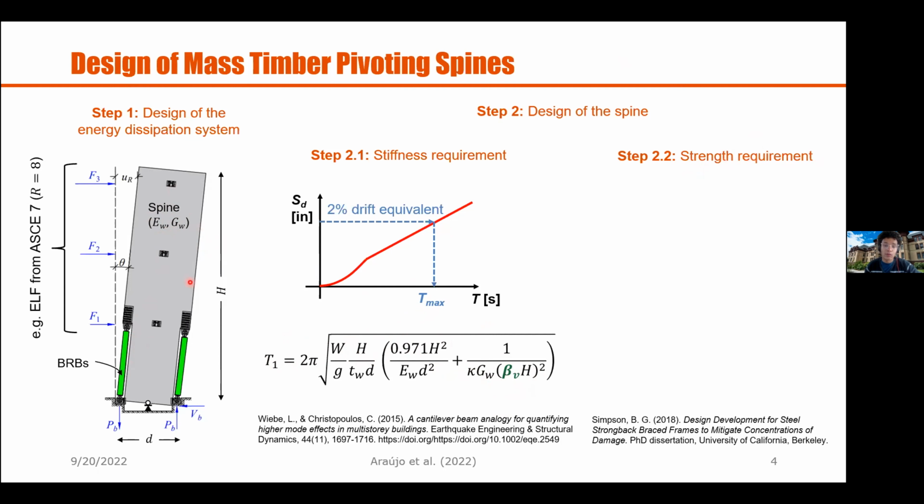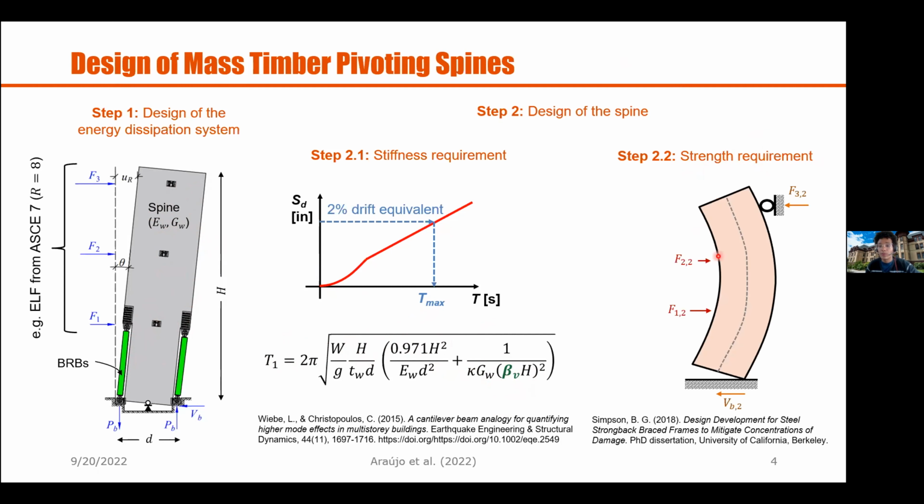The second step in the design of the spine is the strength requirement. The spine needs to remain elastic for the forces delivered by the BRBs. Additionally, it needs to be designed for the near elastic higher mode effects. We do so in this research by employing a second mode elastic force pattern with an R equal to 1, but other methods are available, such as response spectrum analysis. We wanted to keep it simple such that it could be easily implemented in many design methods.